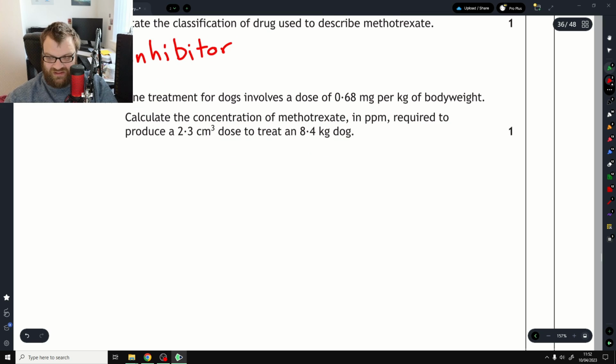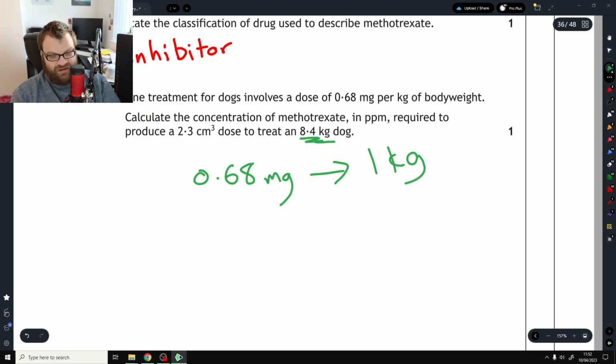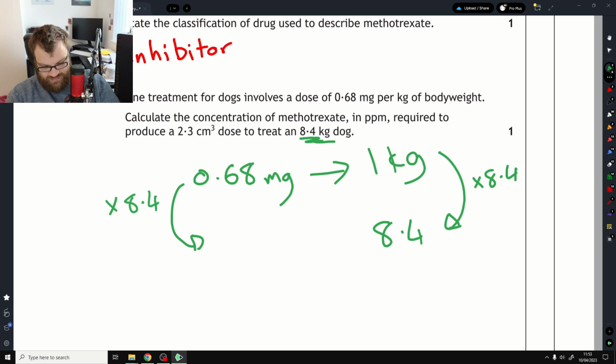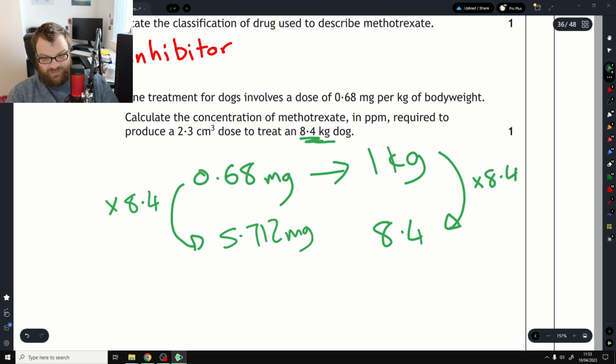Next one, we've got a little calculation one. With these ones, I'm going to take the first thing it tells me, which is 0.68 milligrams in 1 kilogram of body weight. That's in 1 kg. So we're dealing with 8.4 kilograms. To go between 1 and 8.4, I'm going to times by 8.4, and do the same on the other side. So we're going to have 0.68 times 8.4. That gives us 5.712 milligrams.